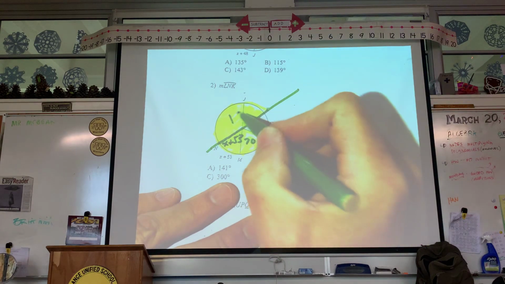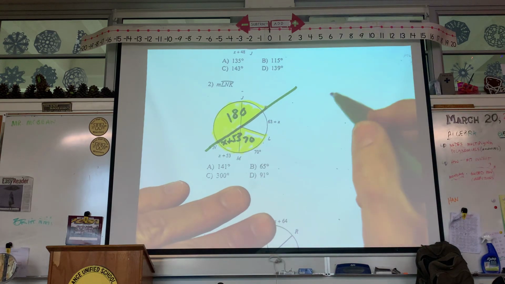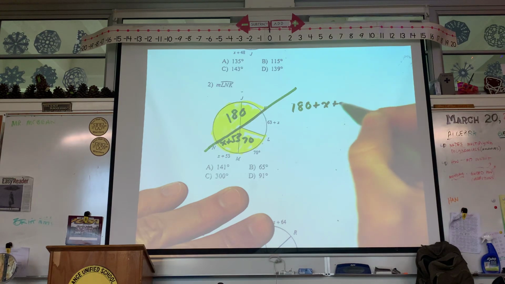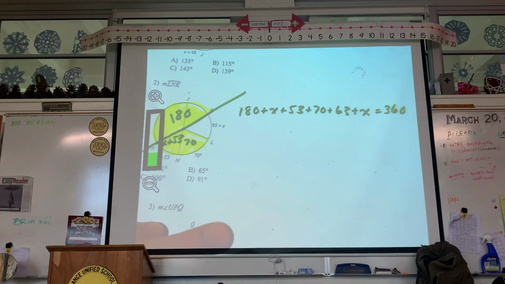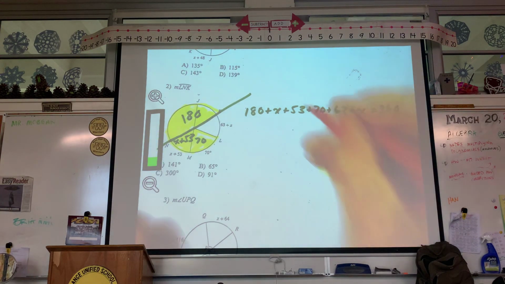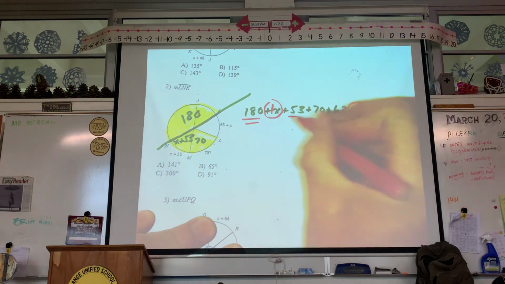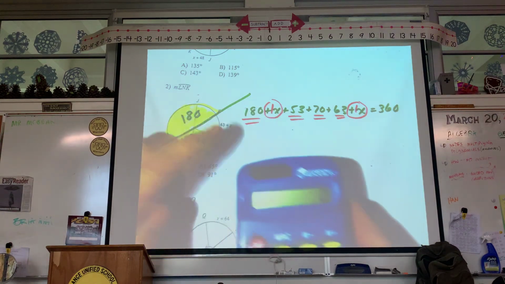Let's combine like terms. There's our x's, we're adding these up. This is pretty old school. Okay, I'm going to add up 180 plus 53 plus 70 plus 63, which equals 366. Those are gone. x plus x, or 1x plus 1x, is plus 2x equals 360.